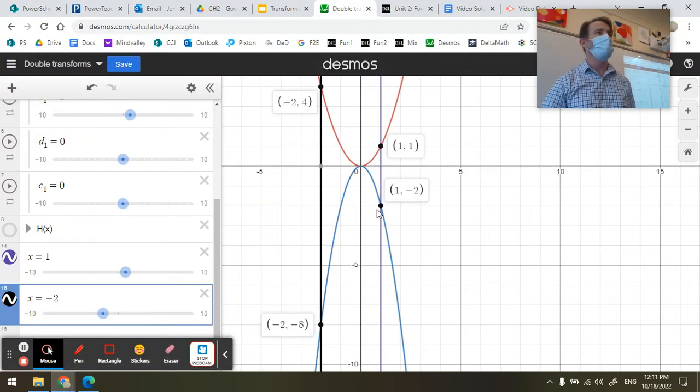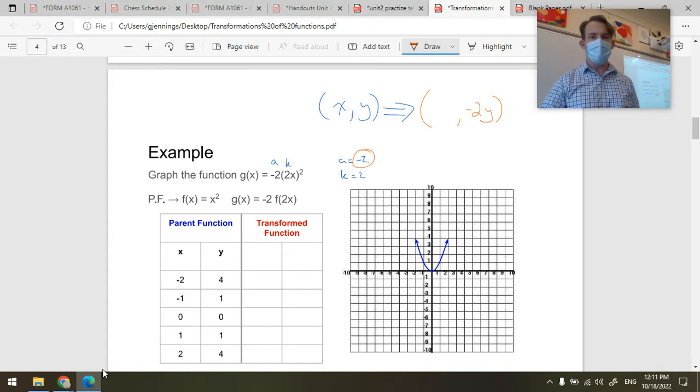All of the y values got multiplied by negative 2, not the x's, just the y's. That was for the a transformation. But in this case, we're also applying a k transformation, and the role of the k transformation is to divide my inputs, my x values. So my transformation point will look like this: x over 2 is what happens to my x values, and negative 2y is what happens to my y values.